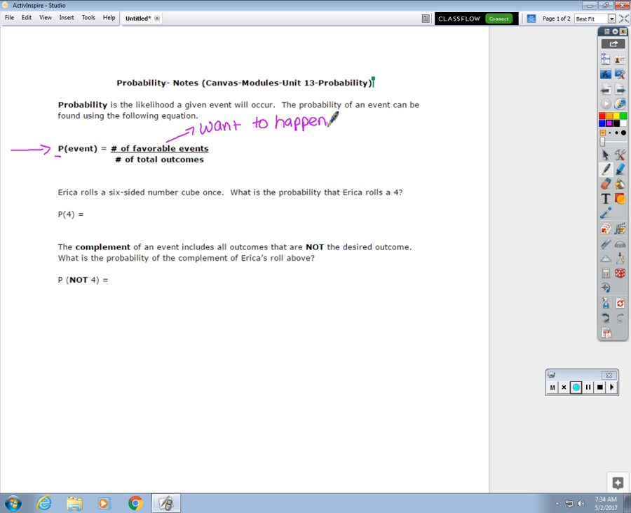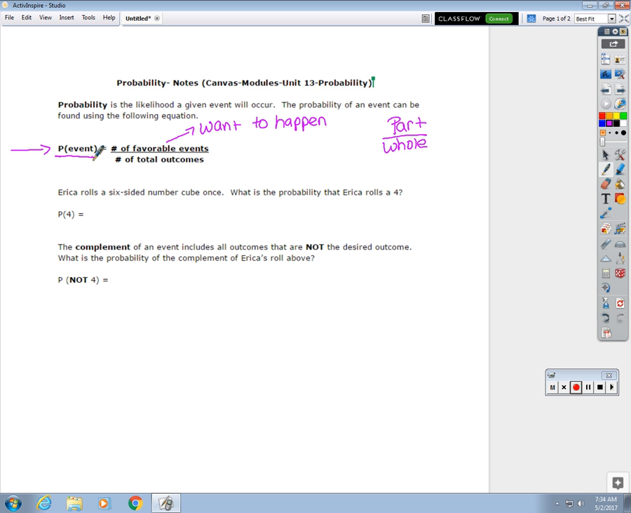Fractions, because this is just a fraction or a ratio, are always going to be part of something out of the whole thing. Okay? So P(event), probability of an event, equals the number of favorable events over the number of total outcomes. We've got some examples here to work through.